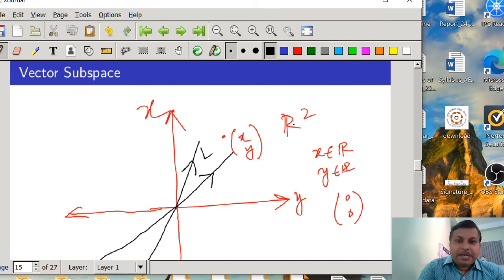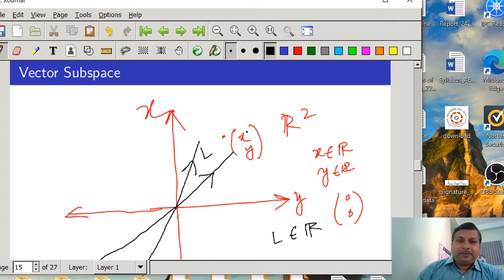So if it is R2, the dimension of L, so L belongs to R basically, because a straight line in R2 has dimension R. So now definitely L is a subset of R2. That is true. All such lines which are passing through the origin are subsets of R2. But now the question is whether all such lines which are passing through the origin are subspaces.